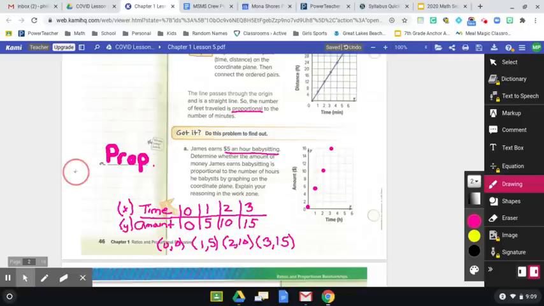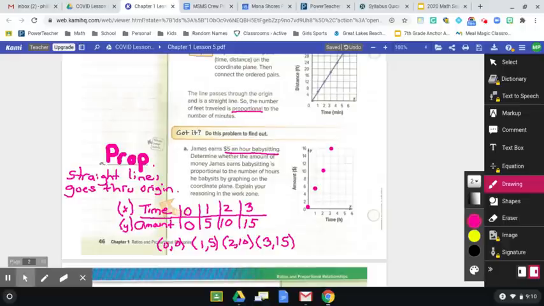You can also say you understand it's proportional because it has a straight line and goes through the origin. It goes through 0. I'll say origin here. Goes through the origin. It goes through 0.